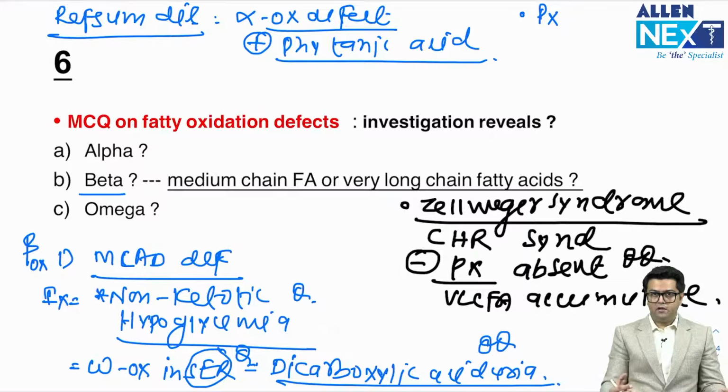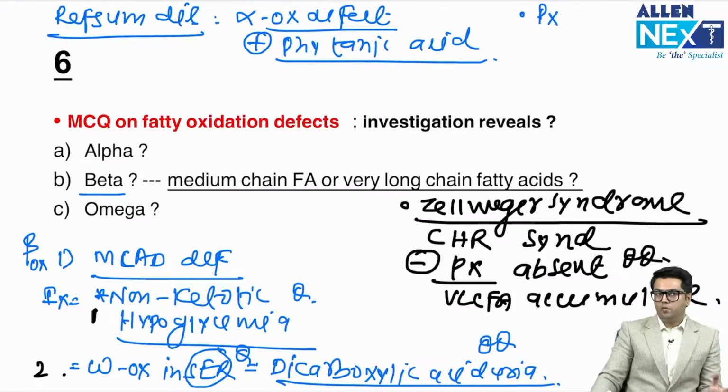So if that is defective, we have 2 points to remember: one is non-ketotic hypoglycemia and the second is dicarboxylic aciduria. So now you can go with these 3 questions easily. All 3 are important: Refsum's, Zellweger, MCAD, even dicarboxylic aciduria, and even omega oxidation was a recent one. Clear to all, right?